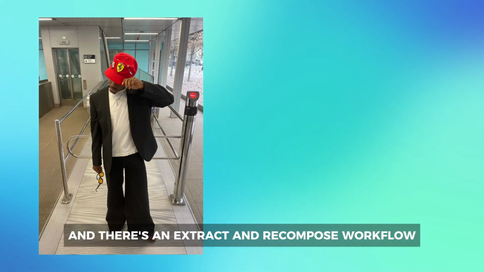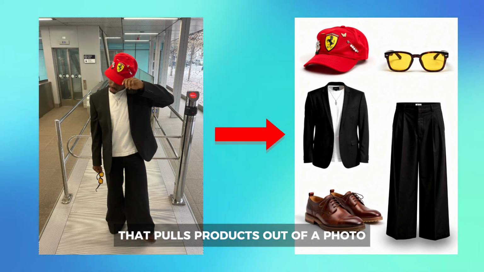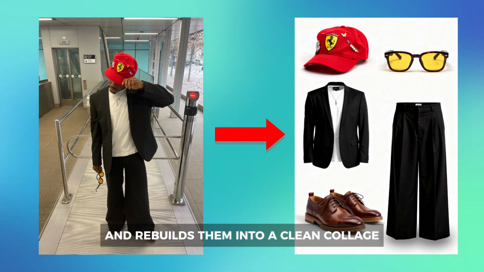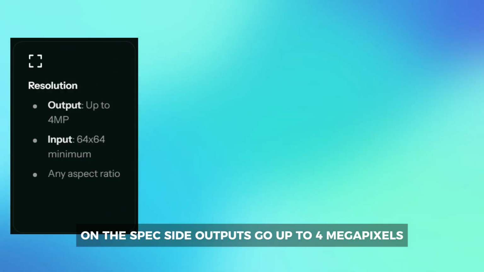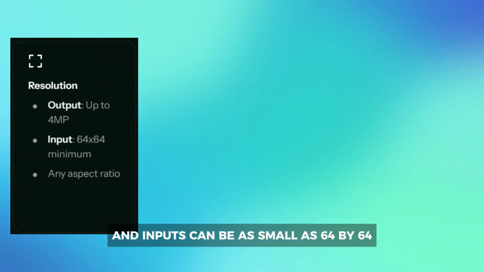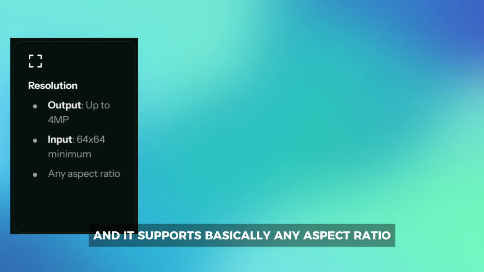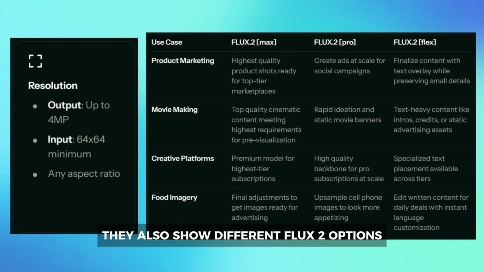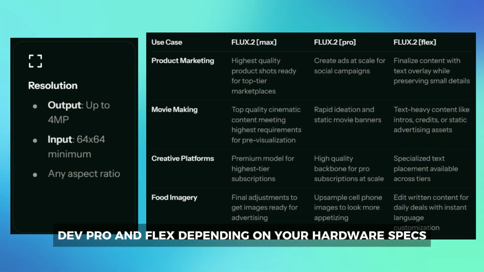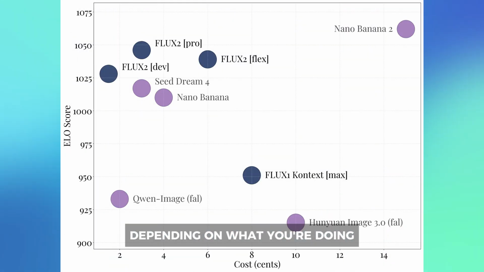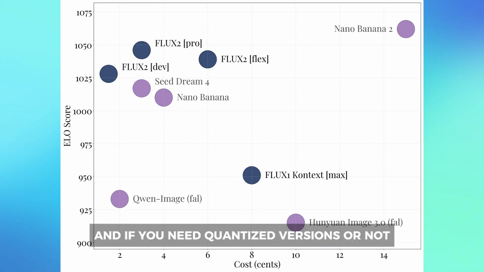And there's an extract and recompose workflow that pulls products out of a photo and rebuilds them into a clean collage. On the specs side, outputs go up to 4 megapixels, and inputs can be as small as 64 by 64, and it supports basically any aspect ratio. They also show different Flux 2 options, Dev, Pro, and Flex, depending on your hardware specs, so you can trade off quality and cost depending on what you're doing and if you need quantized versions or not.